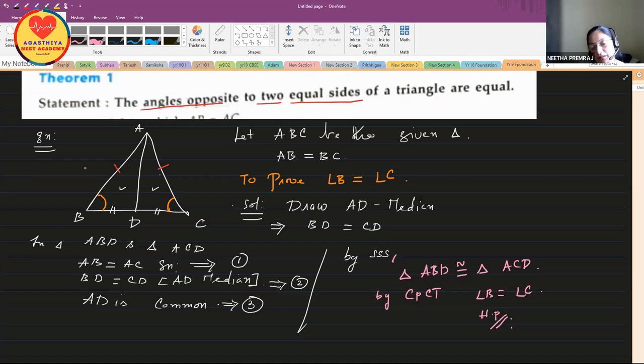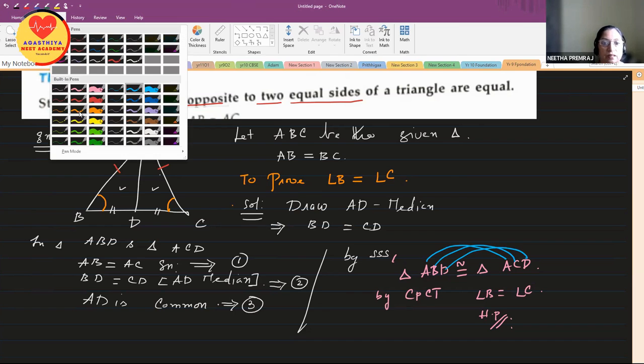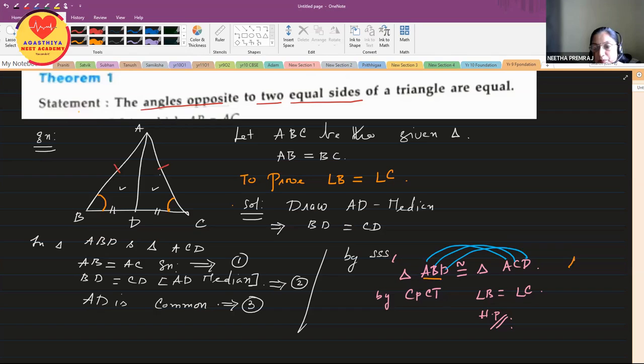See, one thing you should know, if I'm saying two triangles are congruent, angle A is matching with angle A, angle B is matching with angle C, angle D is matching with angle D. And one more thing you should know, the side measures. From this itself, you can write. Okay, AB is equal to AC and BD is equal to CD and AD is equal to AD.